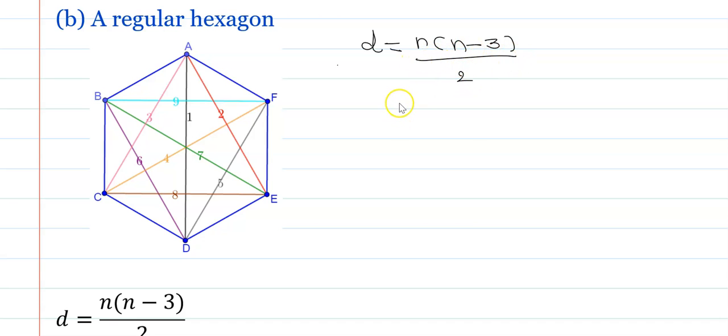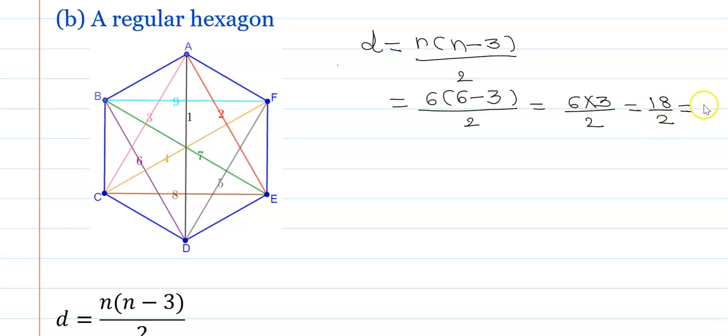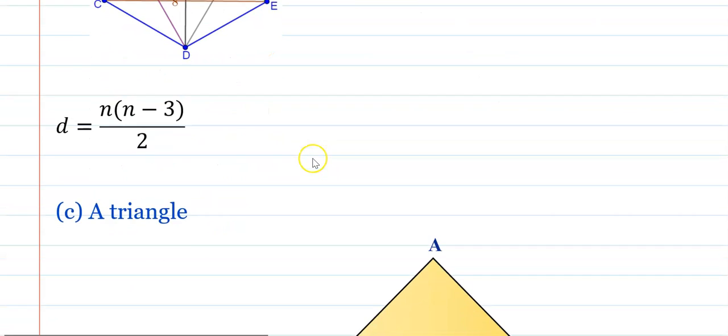Substitute n equals 6 in the bracket, 6 minus 3, upon 2. After simplification, you will get 6 into 3 upon 2, which is 18 upon 2, and that is 9. Therefore, the number of diagonals is 9.